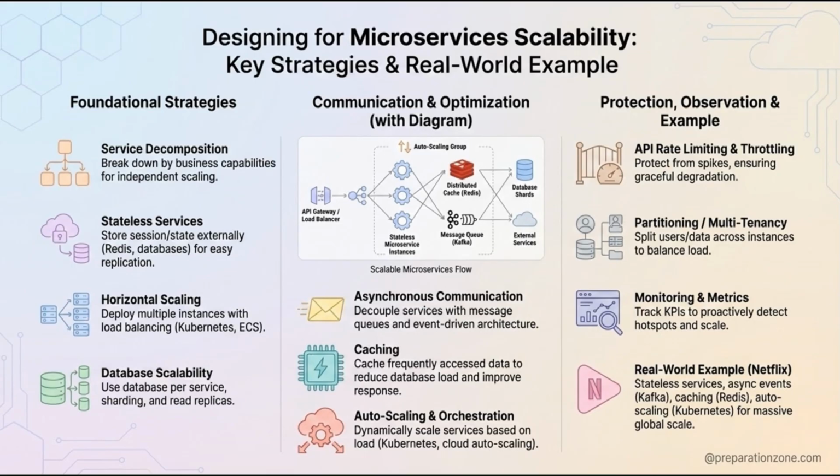Then API rate limiting and throttling, protecting the system under stress. Traffic spikes happen, sometimes unexpectedly. Rate limiting and throttling keep services safe by preventing overload. Instead of crashing the system, we gracefully handle the issues.